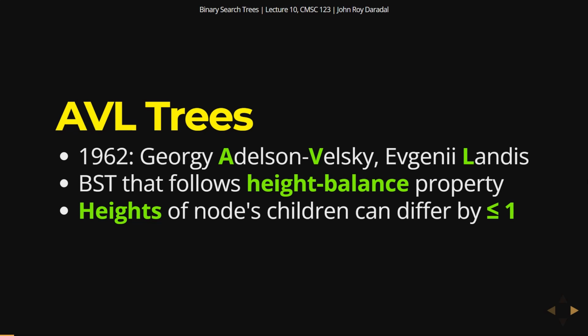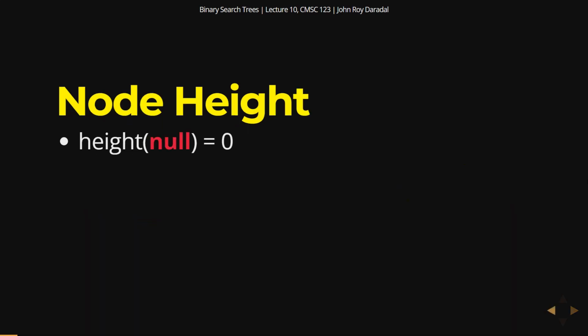Okay, so before we go on further with height balance, let's try to define first what is the height of a node. Okay, so the base case or the most basic one would be the height of the null node. Okay, and that would be 0. So if you recall, null nodes are those nodes that have no items in them, so they are just there added as children of a leaf node, for example. So yeah, the height of a null node is 0.